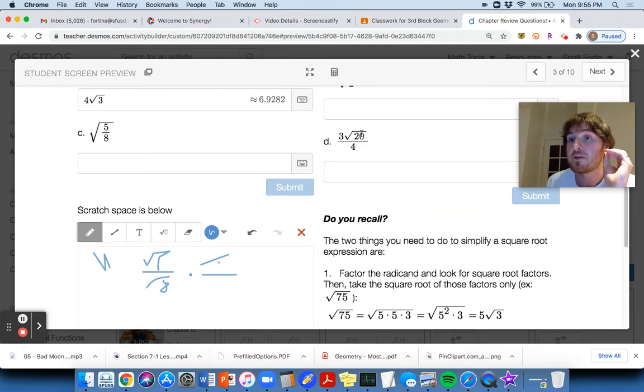We can. Square root of 4 is 2. So this would be 3 times 2 times the square root of 5. So that would be 6 root 5. Oh, wait, 6 over 4. Can I reduce that fraction? Yes. So 3 root 5 over 2 would be the answer. 3 root 5 over 2.